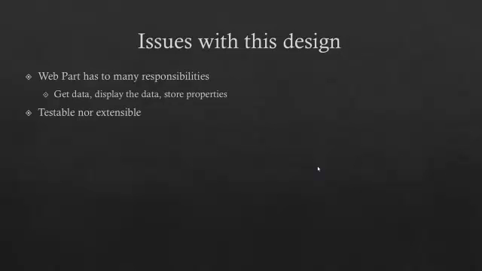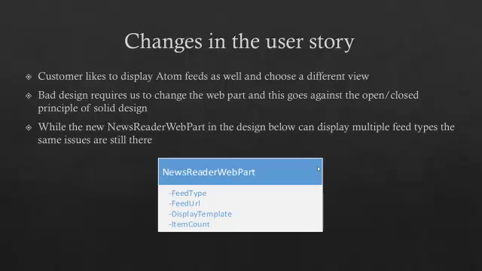Because then there comes a change in the user story. The customer would also like to display Atom feeds as well and be able to choose a different view. Bad design in the first place requires us to change this web part, and of course this goes against the open closed principle of SOLID design. This web part was delivered, maybe other developers used your web part as a base class for their own web part. And now their code will fail because you need to change your public API.